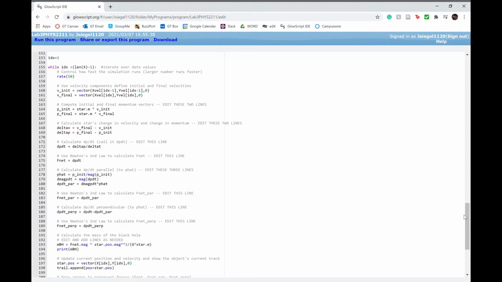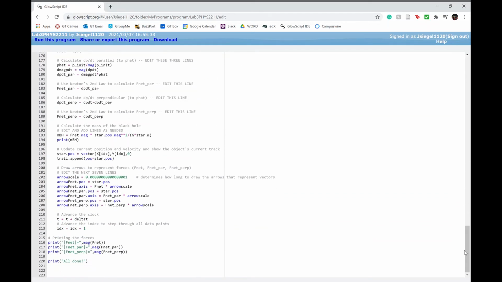I then inputted a variation of the force of gravity equation so that it would solve for the mass of the black hole, or MBH. Finally, I updated the arrow scale. Using guess and check so that the arrows were visible, I found the arrow scale to be 1 times 10 to the negative 17th. Finally, I updated the rest of the arrows so that they would face the correct direction with the correct magnitude. Here is the video of the model.